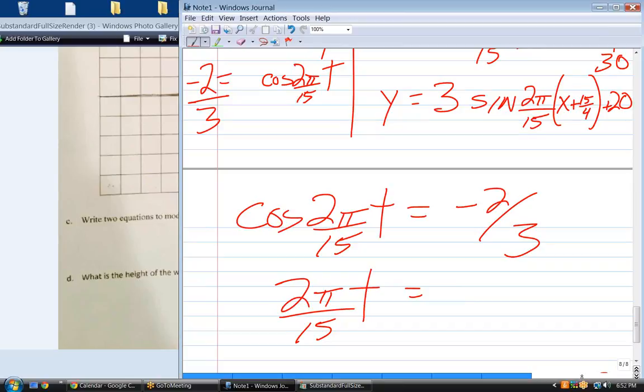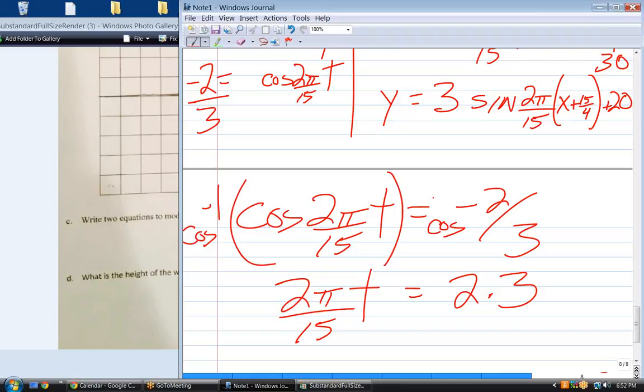Actually, yeah, you should be in radians. Okay. So what did you get as an answer? 2.3. Now solve. In other words, what's left when I take the inverse cosine of both sides?